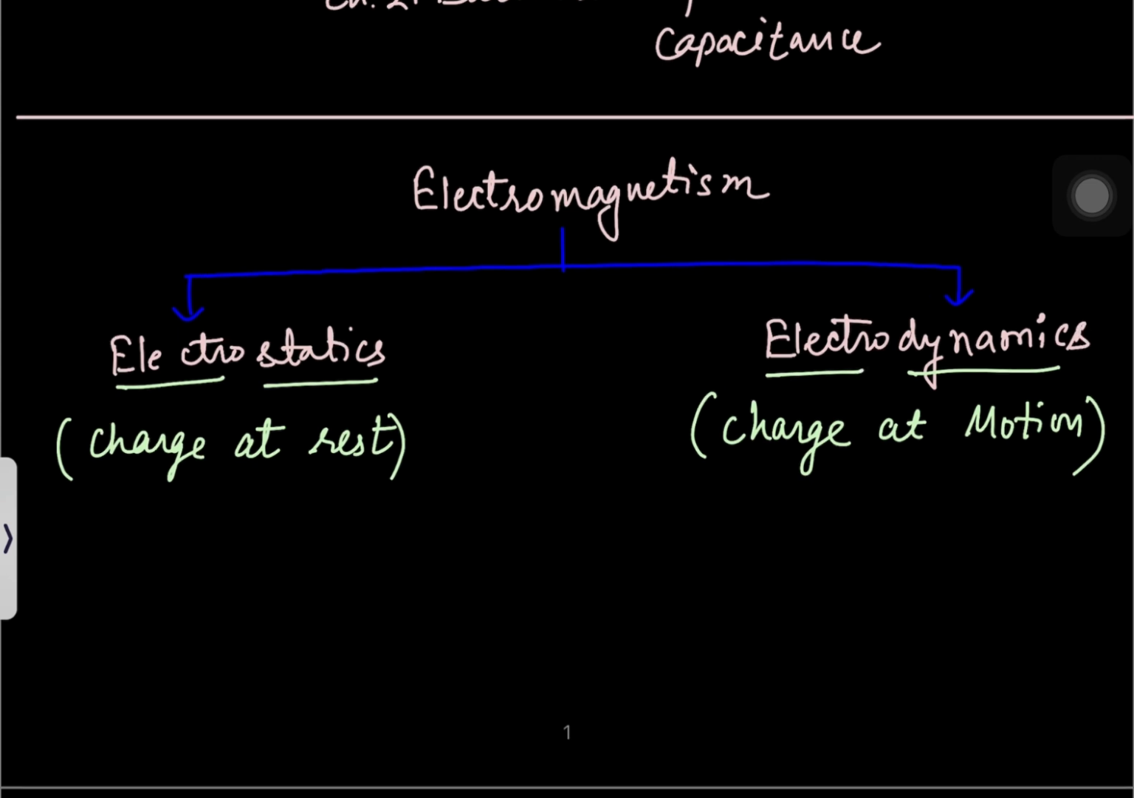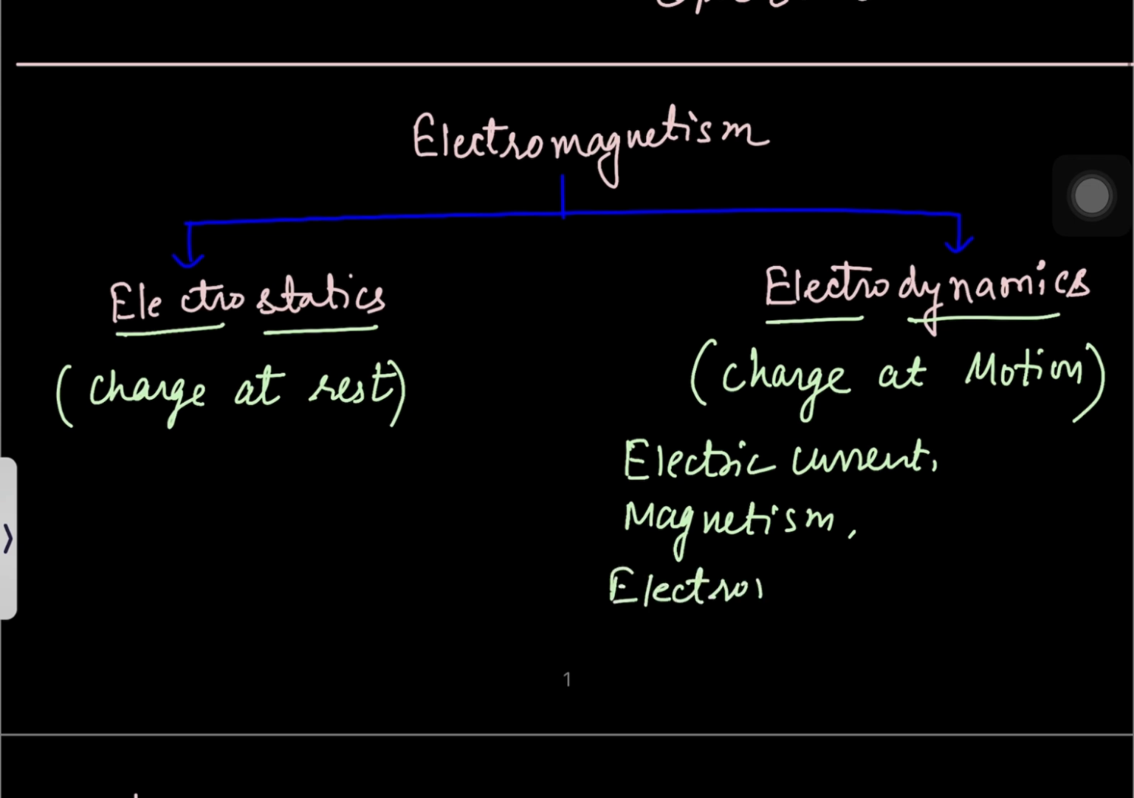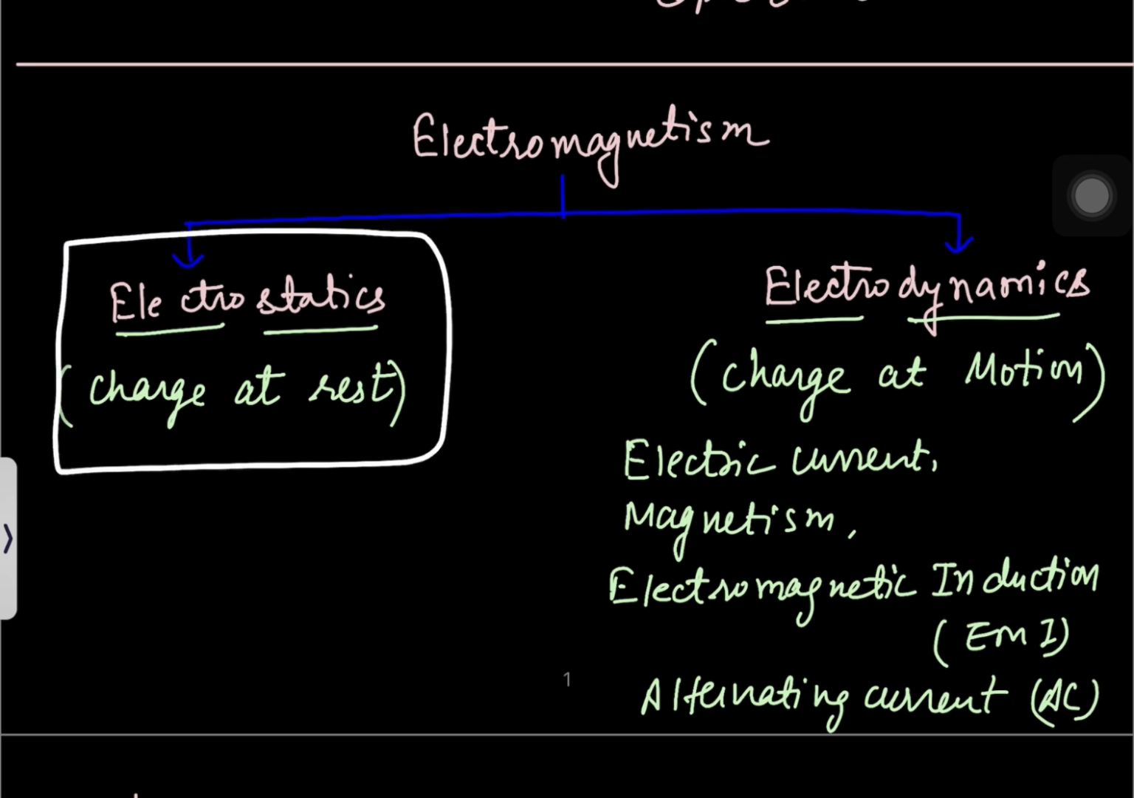So what are the topics which we will cover about the electrodynamics? Here we study about the electric current. Here we study about the magnetism. Here we study about the electromagnetic theory. Electromagnetic theory covers the electromagnetic induction. Here we talk about the alternating current. There are various topics which we will be going to cover in the upcoming videos. So the first unit covers only about the electrostatics. Here we will be going to deal with charges at rest.